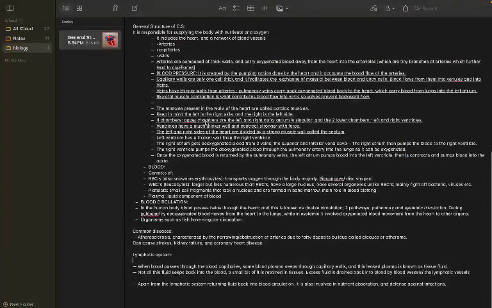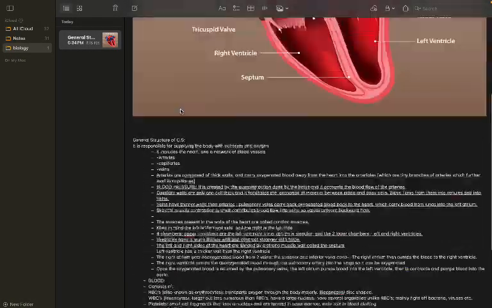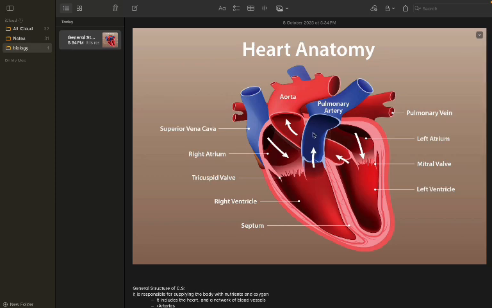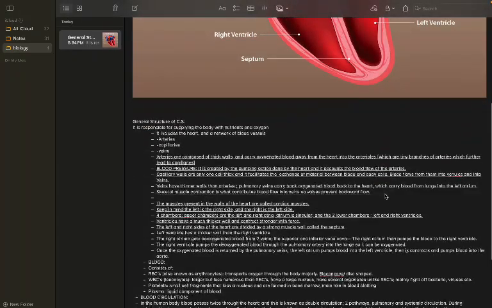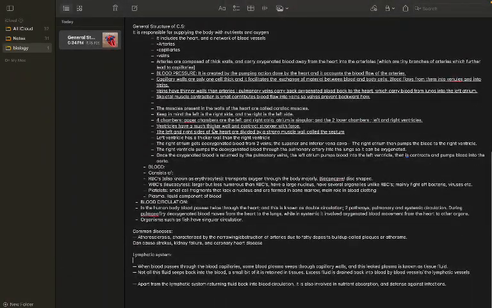Don't get confused. Now, there are 4 chambers. We have the right and left atrium, and we have the right and left ventricle. These are the upper chambers. These are the lower chambers. Ventricles have a much thicker wall, and they contract stronger.